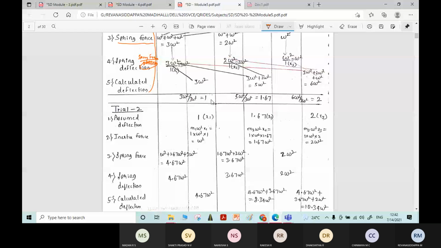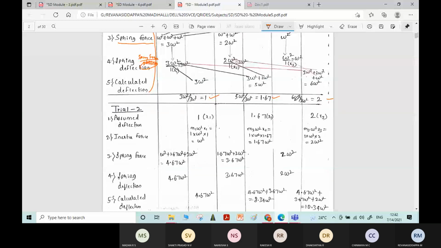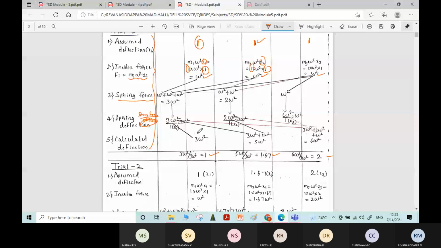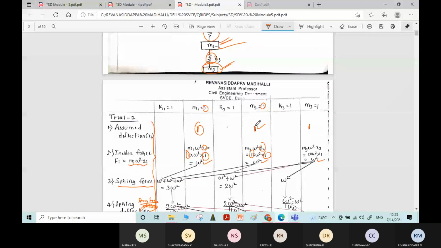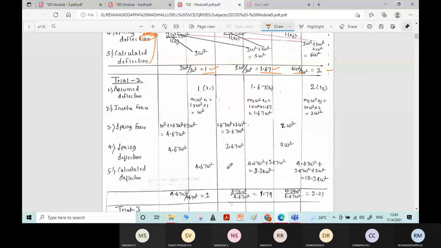After getting these values, they should be compared with the assumed deflection. Whatever we assumed as unit deflection for all the masses, but we got 1.67. So the values are not matching, then you need to go for trial 2. In trial 2, instead of assuming unit deflection 1, 1 and 1, you need to assume these calculated deflections: 1, 1.67 and 2. By assuming this calculated deflection as the assumed deflection in trial 2, you follow the same steps.